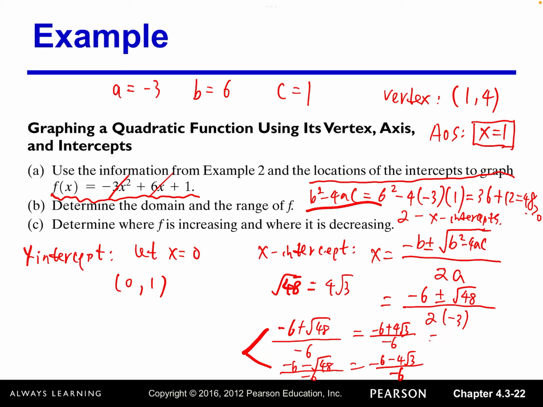And then if you plug into the calculator, we got approximately -0.15. This one, approximately, we got 2.15. One negative, one positive. All right, so we got 2 x-intercepts. We got 1 y-intercept. We got a vertex. Okay, we have the axis of symmetry. Right? And then we can use the symmetrical property to find additional points, which is the symmetrical point of the y-intercept. Okay, and then we can use those to do the graph.